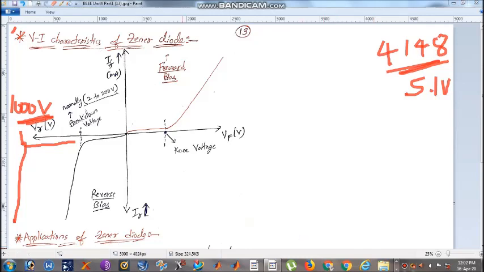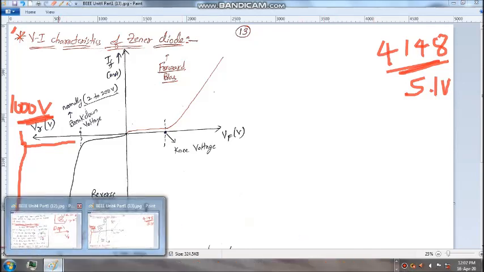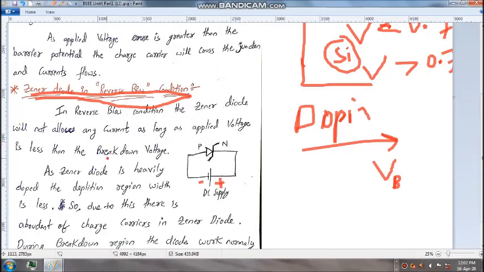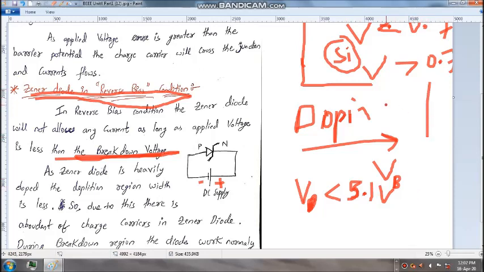Next, moving on to the explanation of the PN junction diode in reverse bias condition. As the breakdown voltage is very less, what happens for this particular diode? Assume the breakdown voltage is 5.1 volts. If we apply a voltage less than 5.1 volts, the Zener diode will operate as a normal PN junction diode. A minor current will flow in the reverse bias condition, as in a normal PN junction diode.